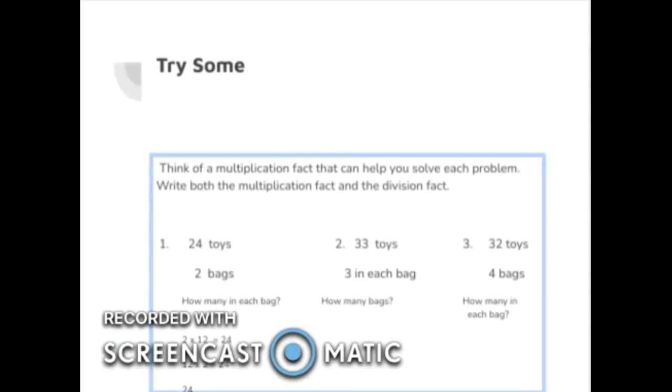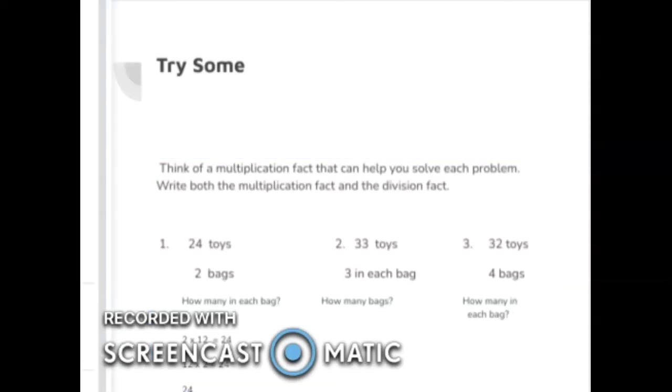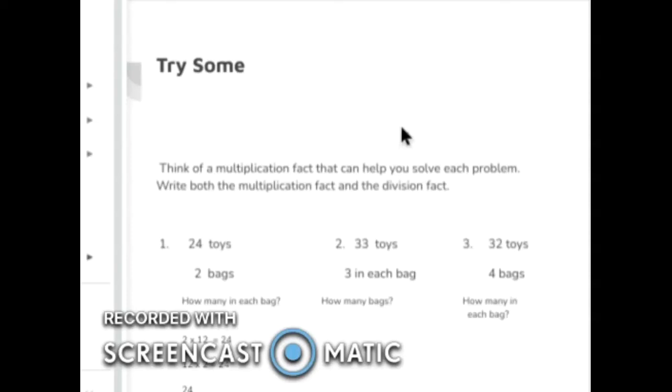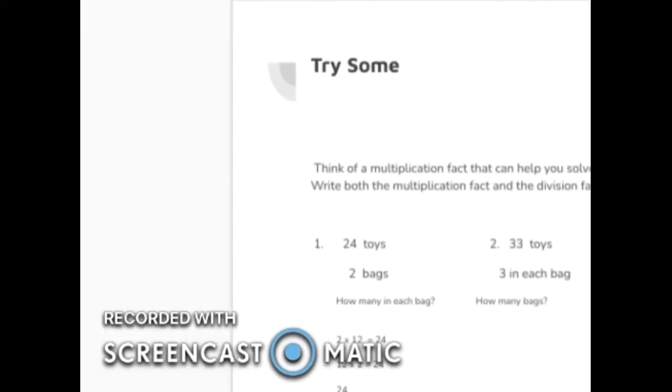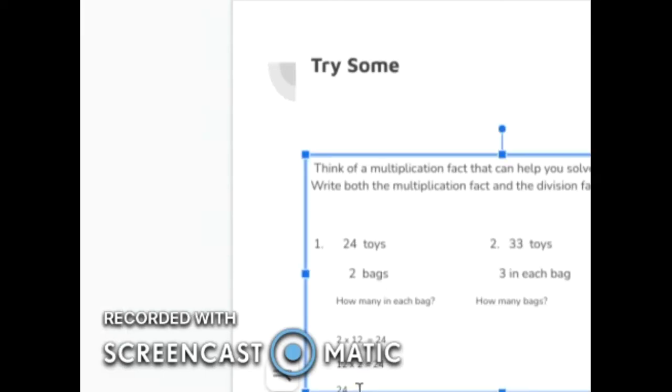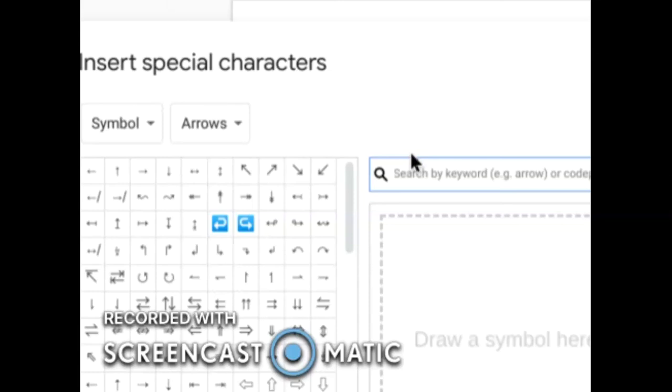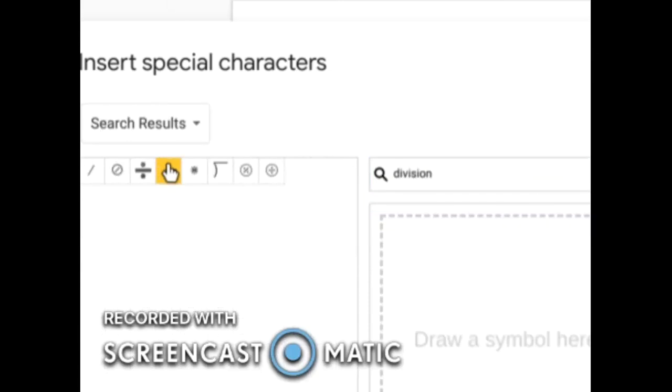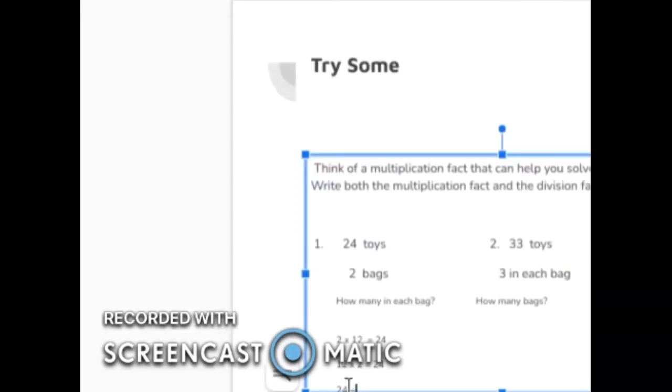special character. So I'm going to insert that special character just like we did before. Maybe I will. It's not letting me do it today. You never know about technology, do we, guys? So I'm going to type in division, get my division sign there, and then close that out. And now I have a division sign.